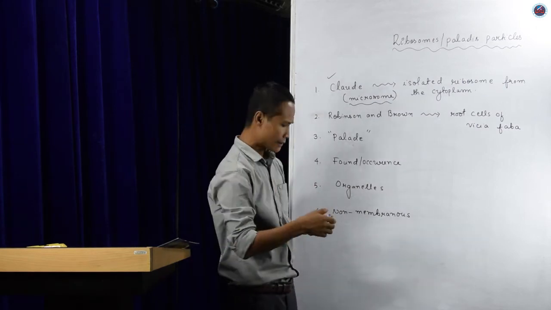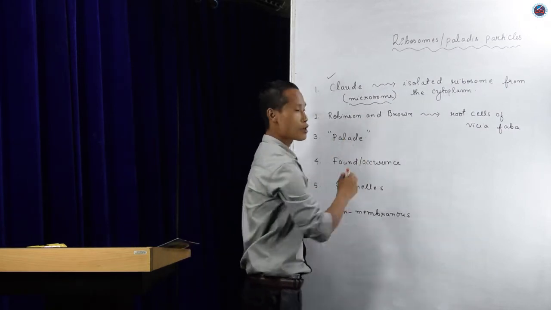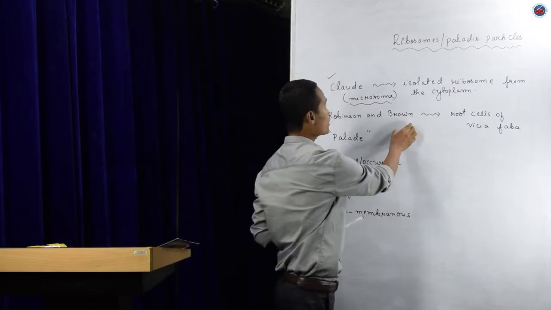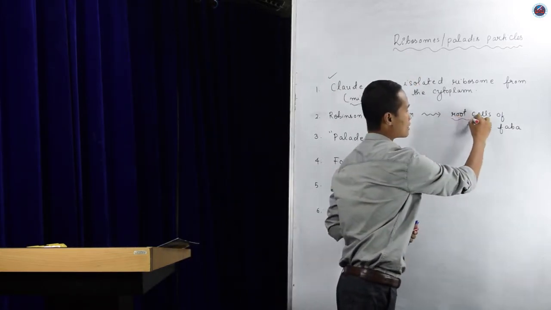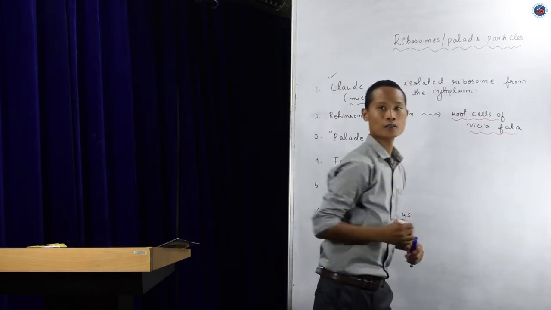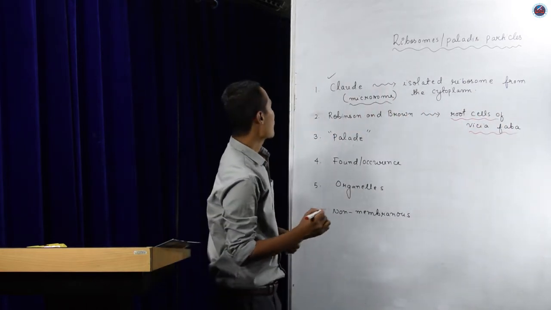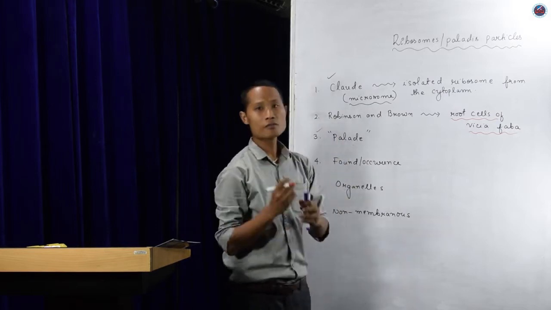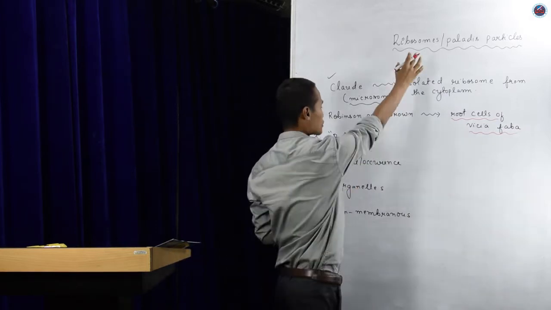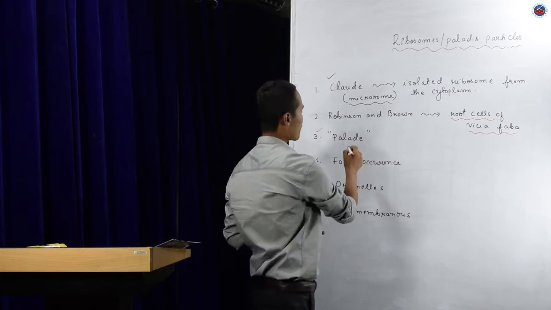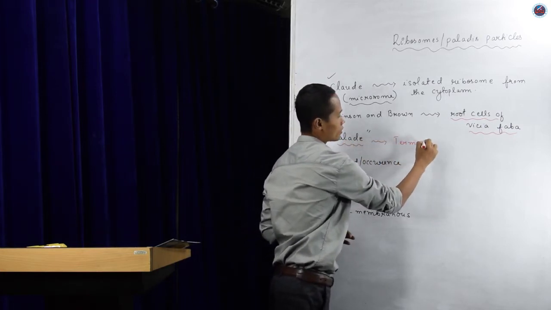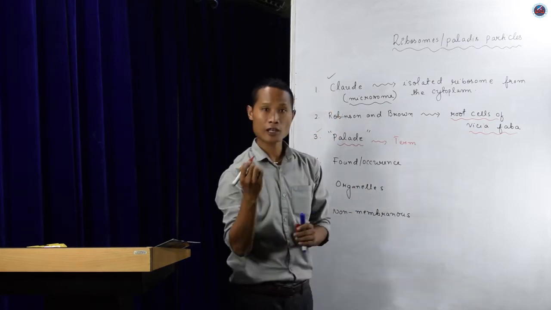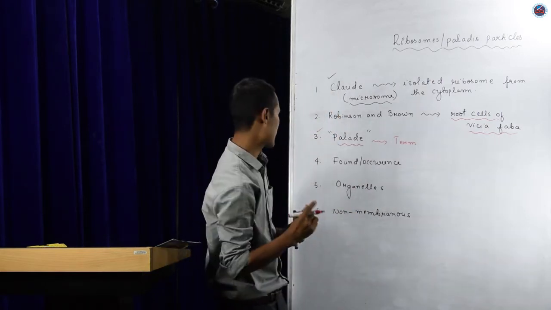The next scientists, Robinson and Brown, observed the structure of ribosomes in the root cells of Vicia faba, which is a plant. Then the term ribosome was given by Palade.